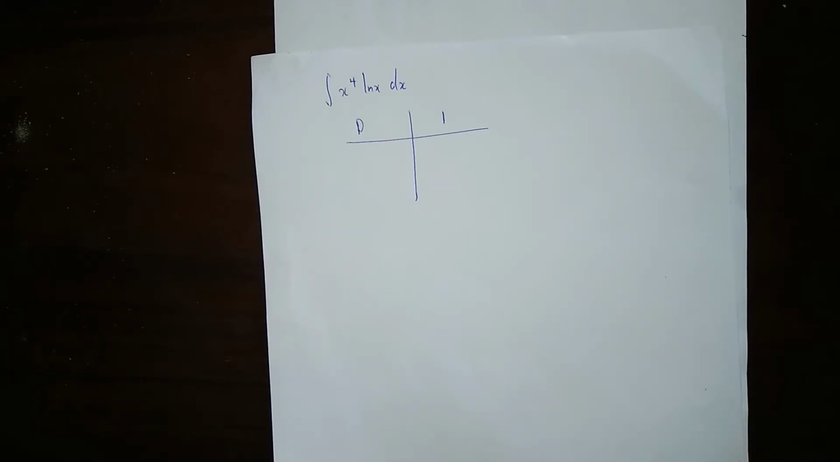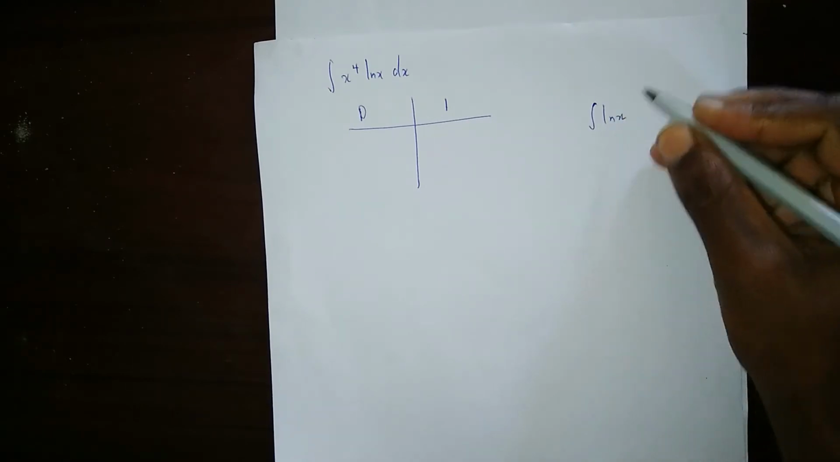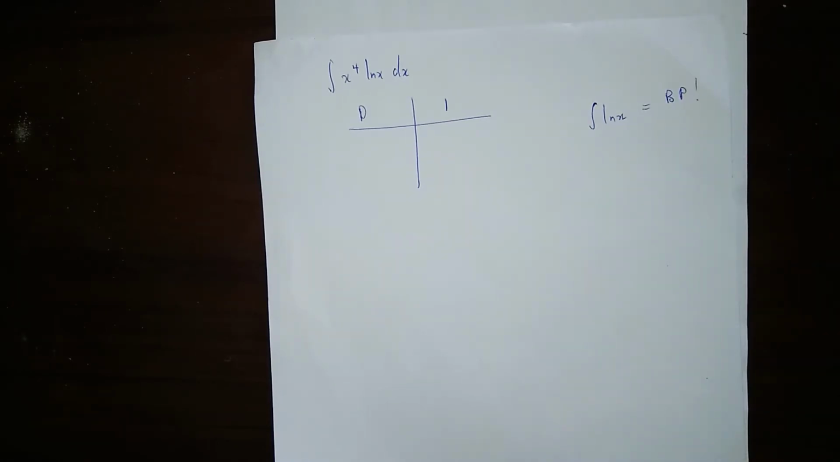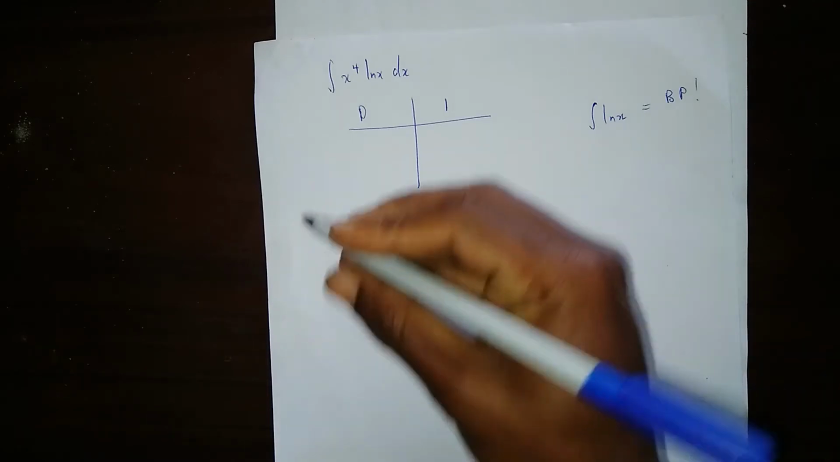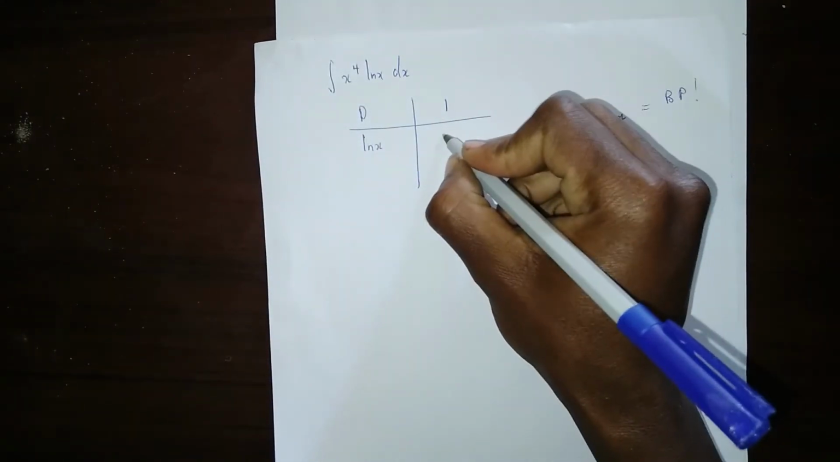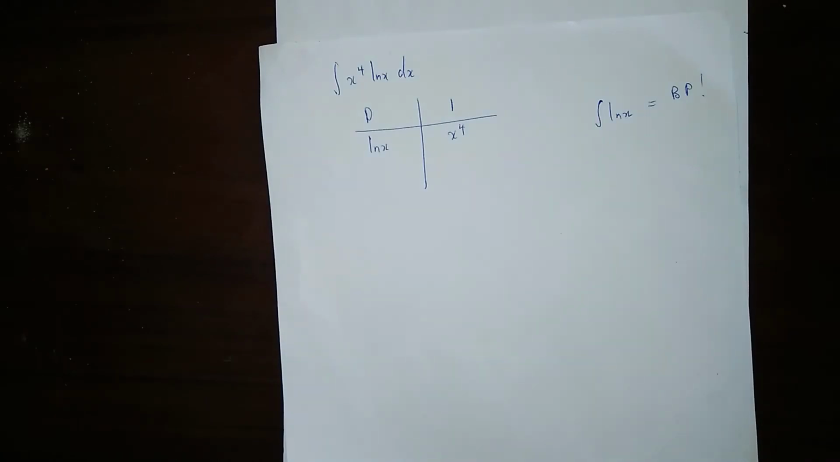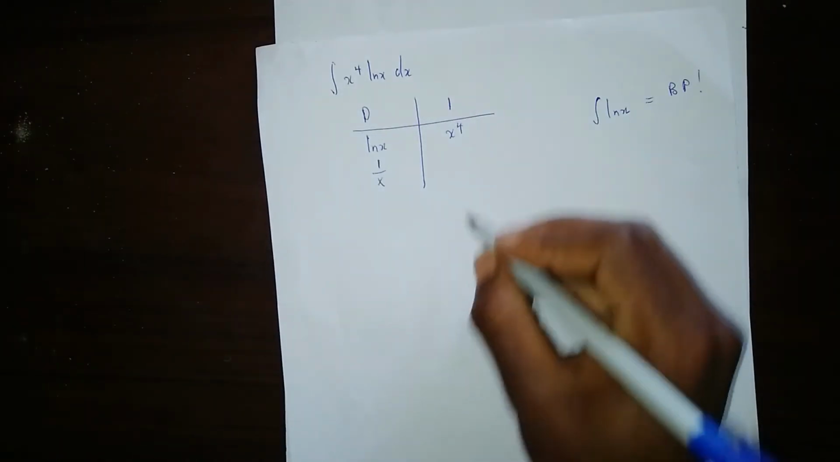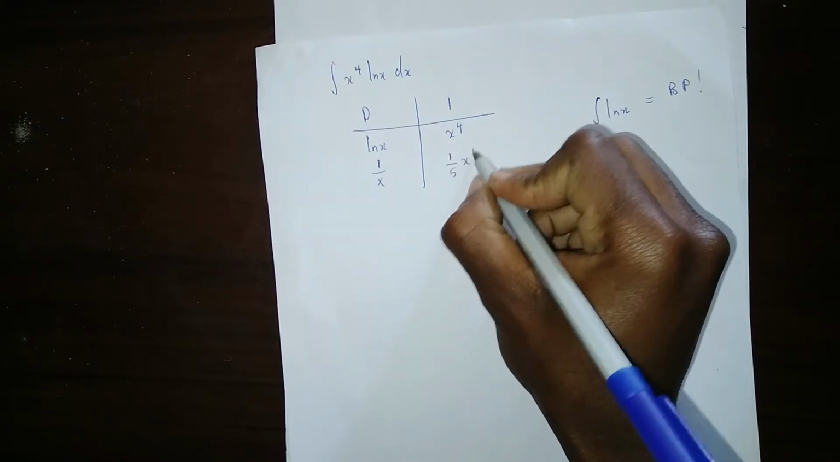And in this example, if we base our calculations on the first scenario, we are going to consider x to the power 4 as our differential and ln x as our integral. But the problem is, to integrate ln x, you need to do it by parts. And this is what we want to run away from. We want to avoid by parts. So we have no option than differentiating ln x and integrating x to the power 4. So we differentiate ln x, we get 1 over x. We integrate x to the power 4, we get 1 over 5 x to the power 5.